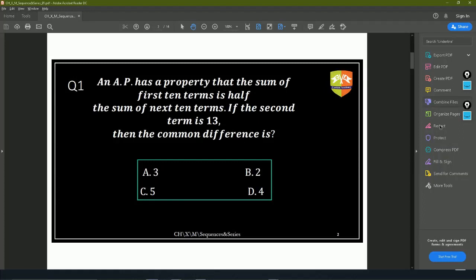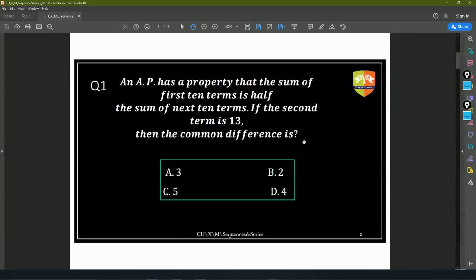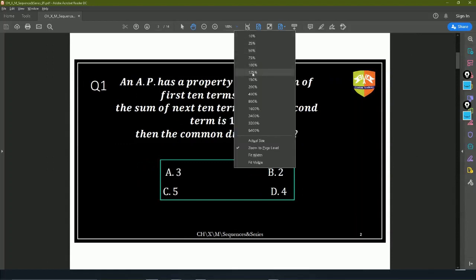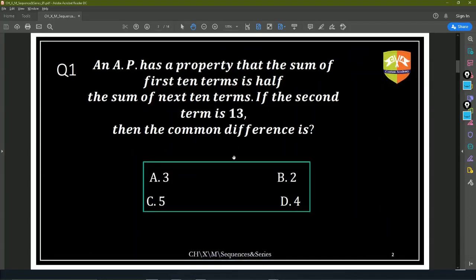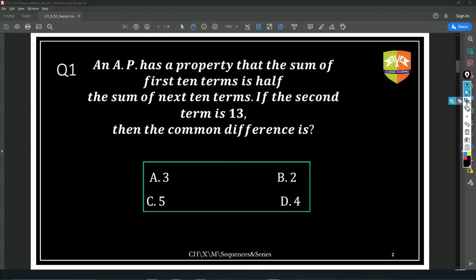So I have a bigger canvas to solve now. So what is the question? AP has the property that the sum of the first 10 terms, that means S10, this is sum of first 10 terms, okay, is half the sum of next 10 terms.